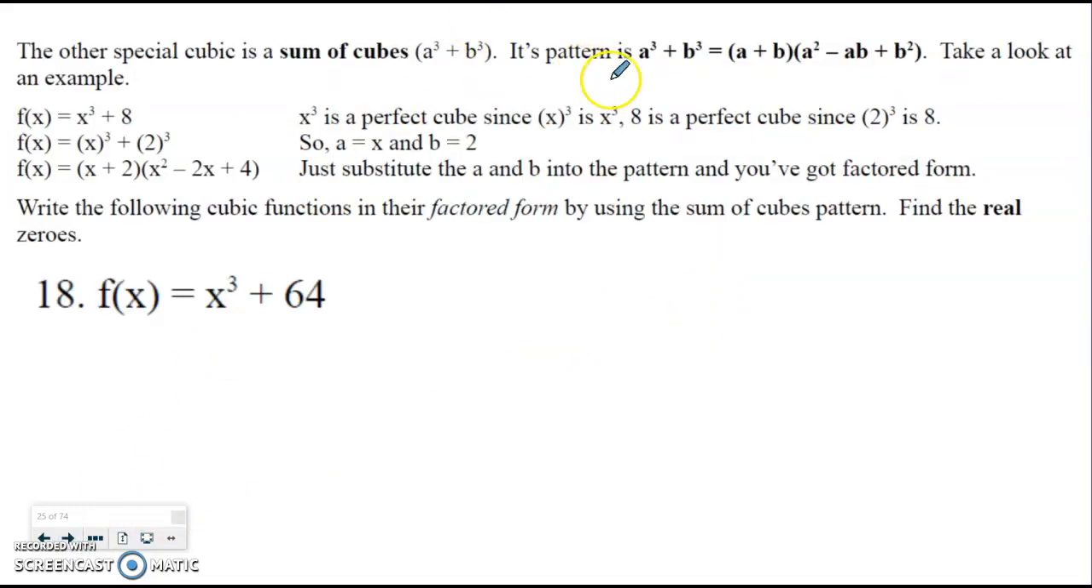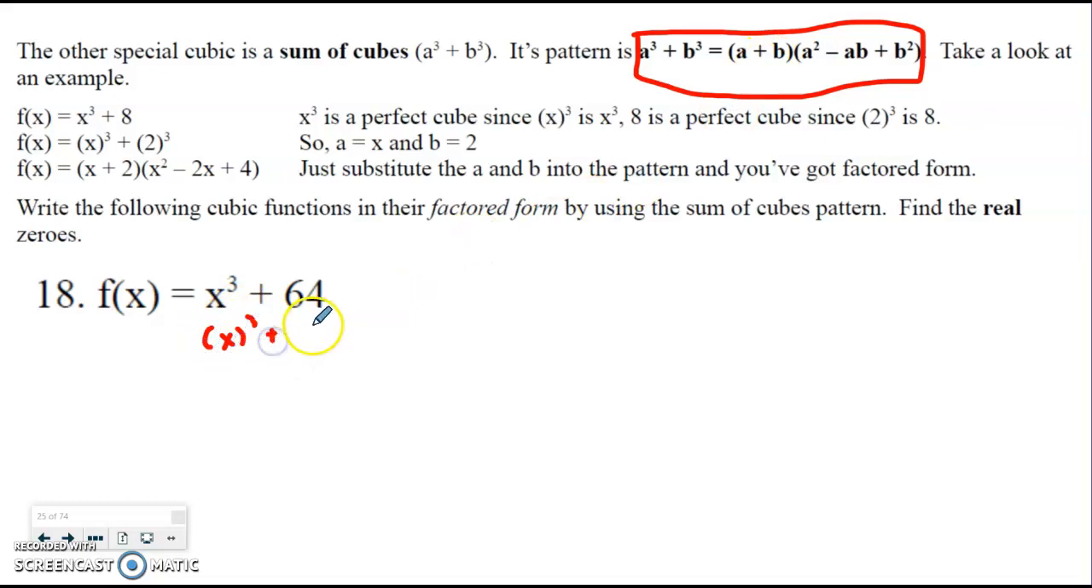Okay, so now we're going to look at sums. Sums has this form right here. And it's similar, I just have, instead of a minus b, it's going to be a plus b. So in this case, I do have x to the 3rd, and then what cubed gets me 64? That's 4 to the 3rd. So that's a, and that's b.